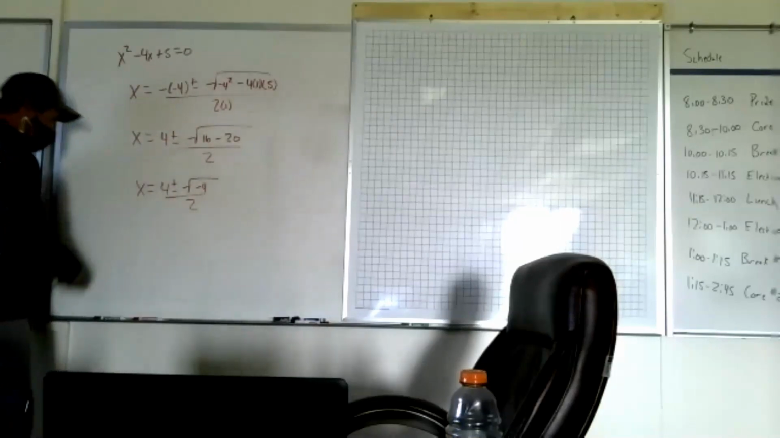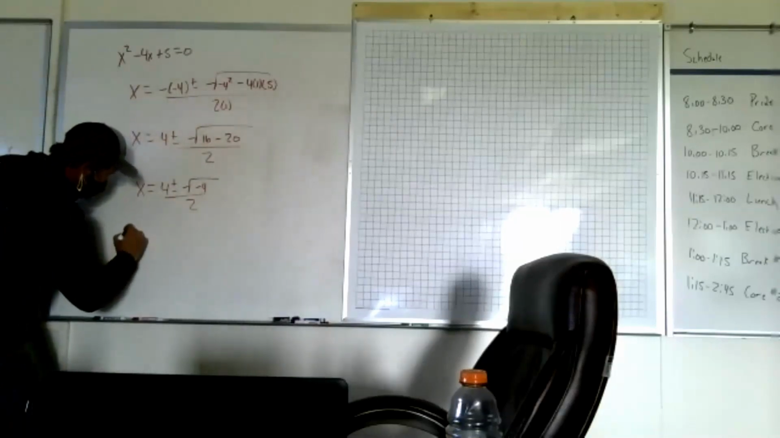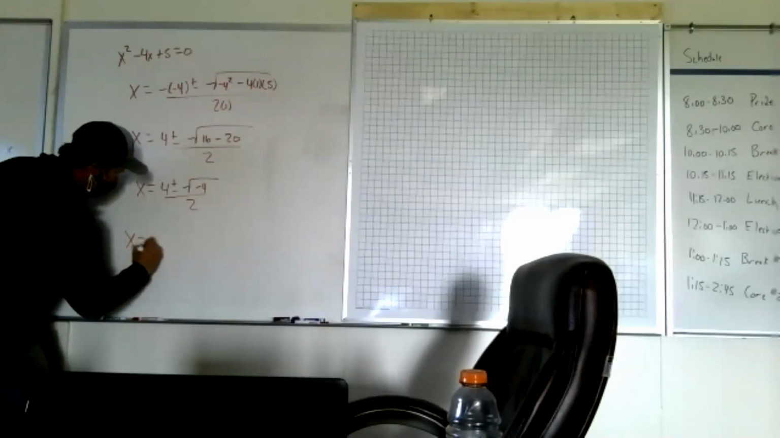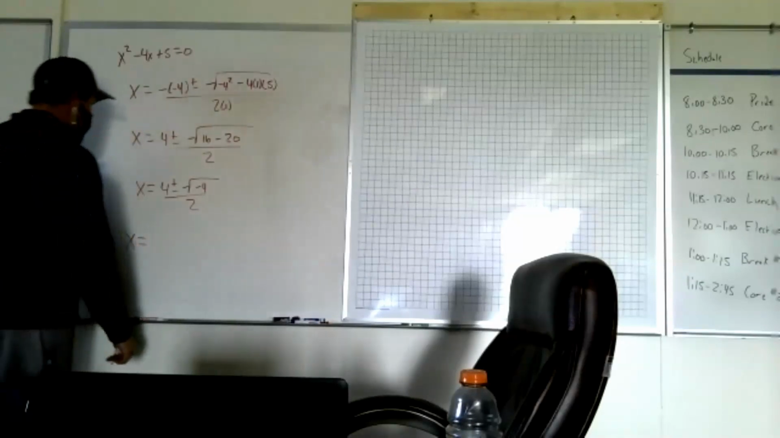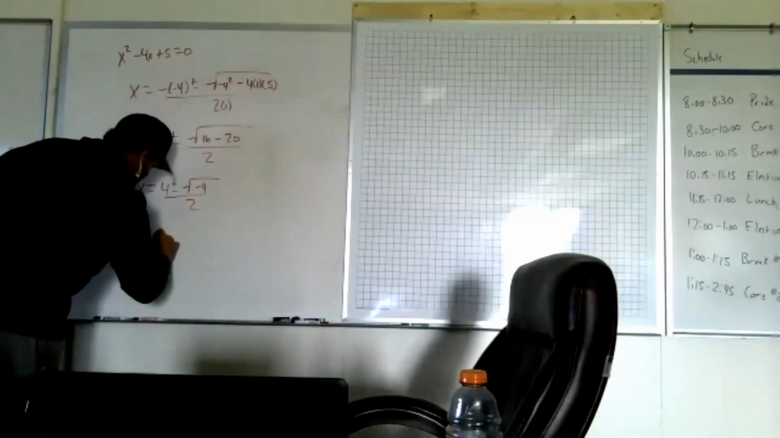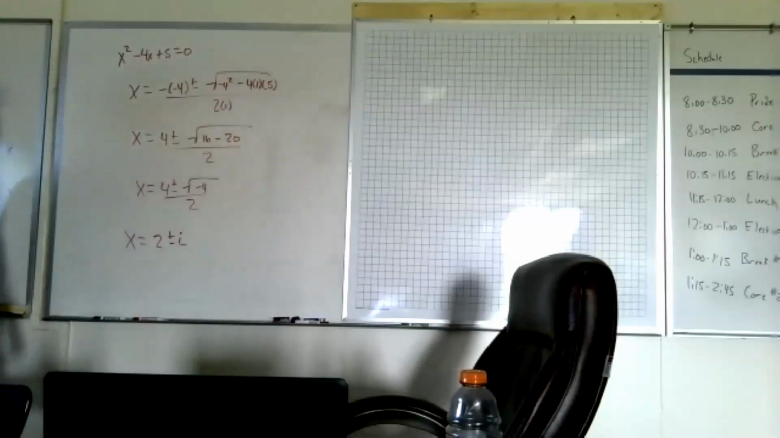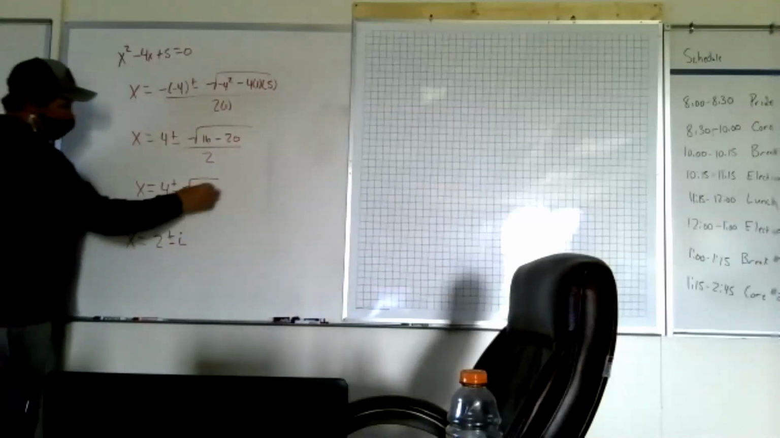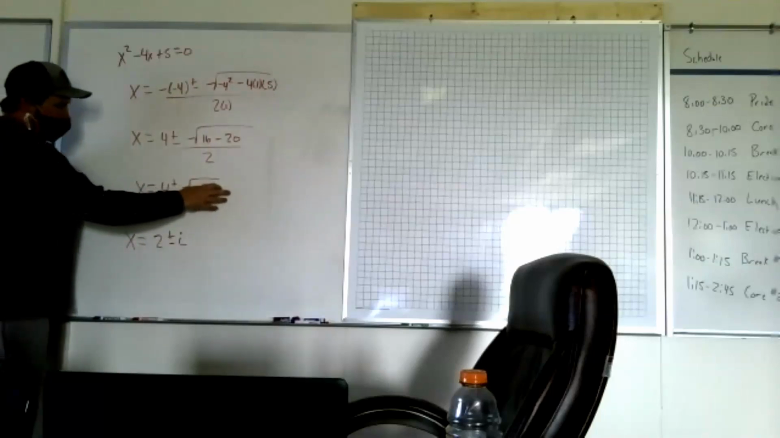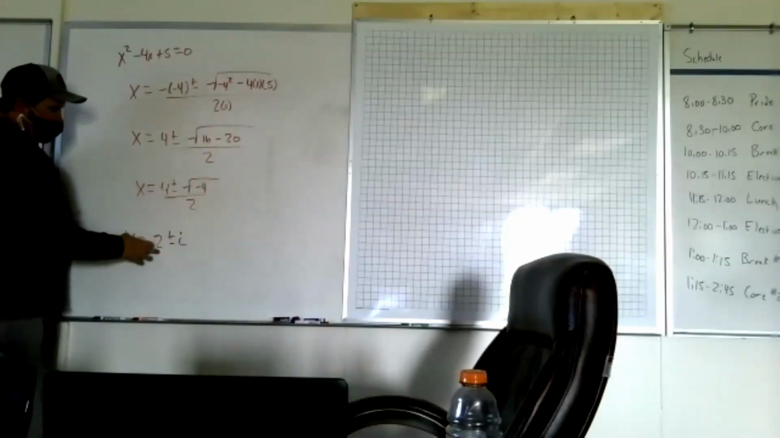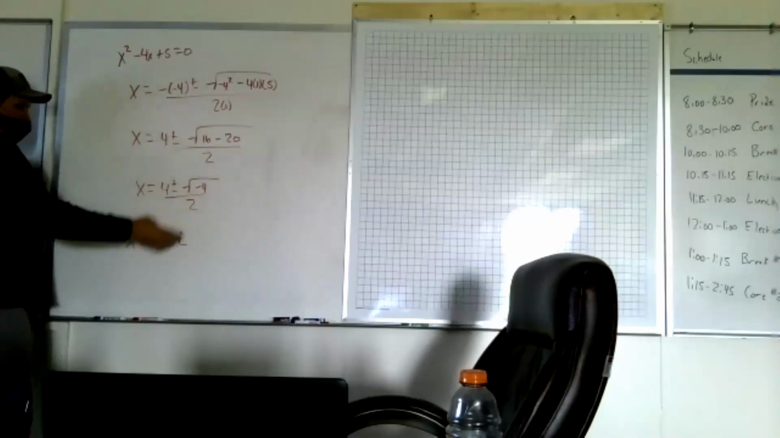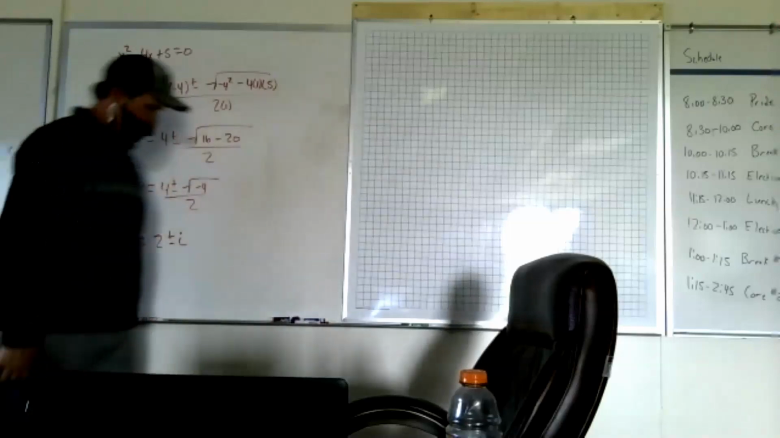The square root of negative 4 is 2i. So x is equal to 2 plus or minus i, when it's all said and done, because the square root of negative 4 is going to give you 2i. 4 divided by 2 is where that 2 comes from. 2i divided by 2 is just i.